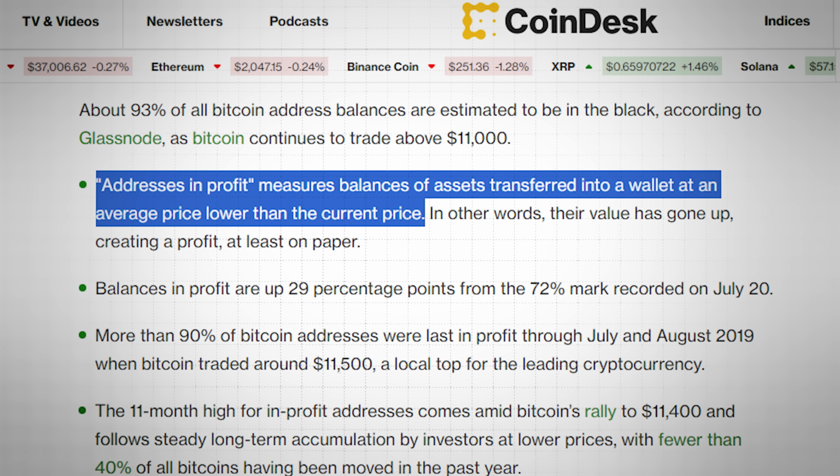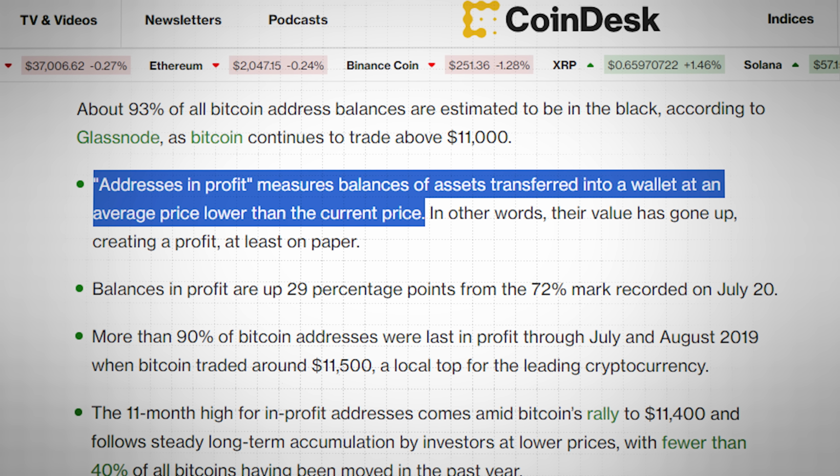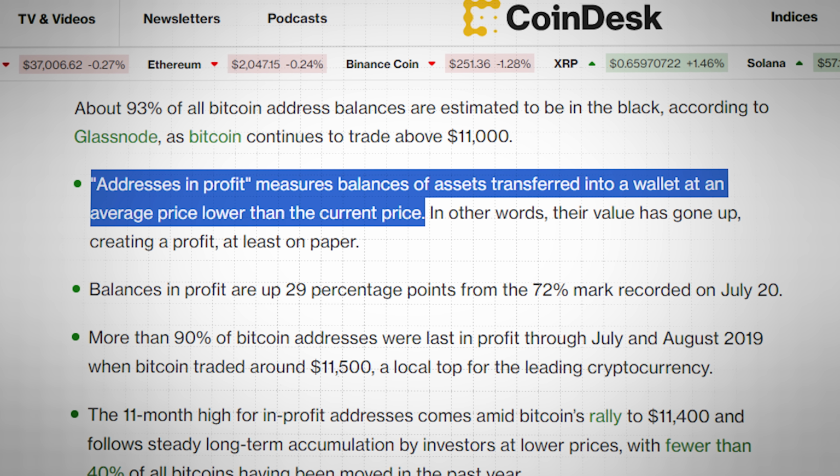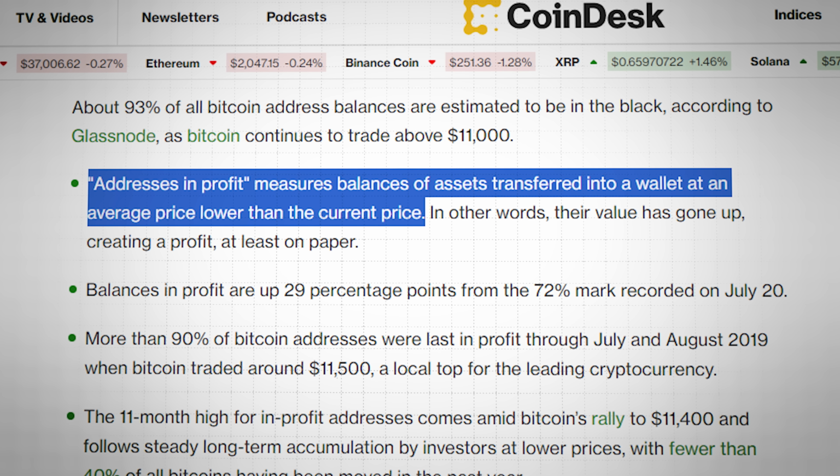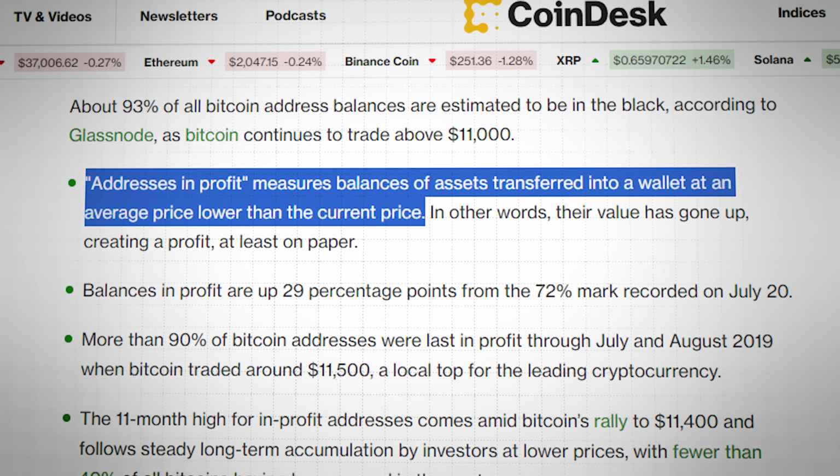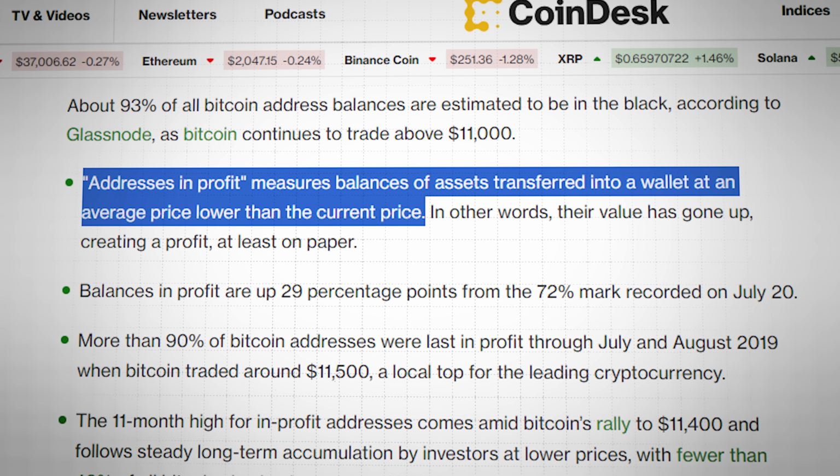Okay, after NUPL, we have the percent of addresses in profit. It's pretty straightforward. This metric looks at the percentage of folks who are sitting on gains with their crypto at today's prices. If nearly everyone's making money, then be careful. The market might be overvalued and it might be time to sell. But if it's the other way around, the market could be undervalued, so it might be time to buy.